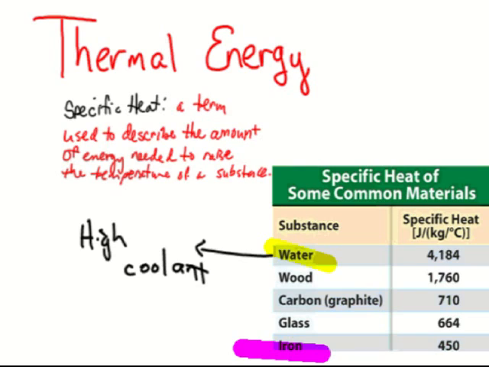Other objects, such as a piece of iron, would have a low specific heat and would heat up quickly, which makes it a good material to make food in because it conducts that heat from the flame or the electric part of a stove through the containing pan and into the food. So it's a good conductor.